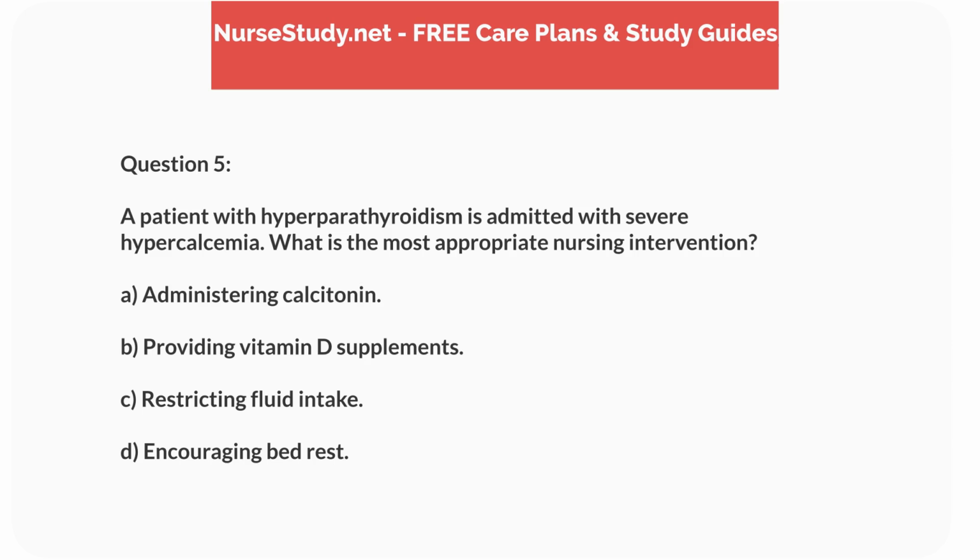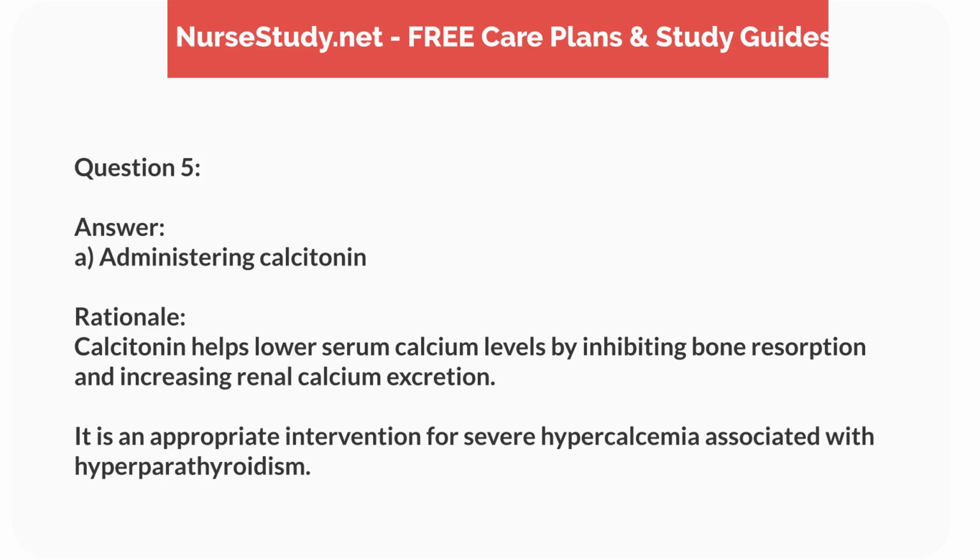Question 5. A patient with hyperparathyroidism is admitted with severe hypercalcemia. What is the most appropriate nursing intervention? A. Administering calcitonin. B. Providing vitamin D supplements. C. Restricting fluid intake. D. Encouraging bed rest.